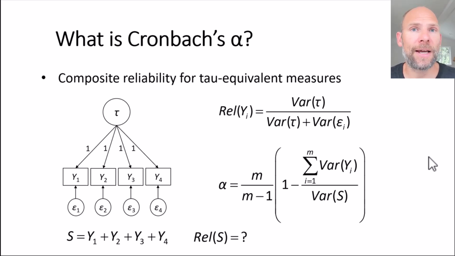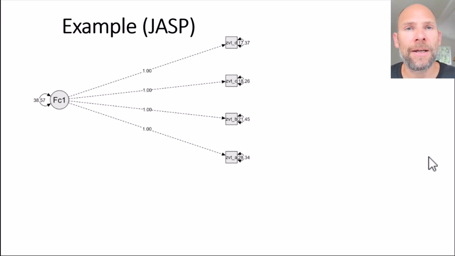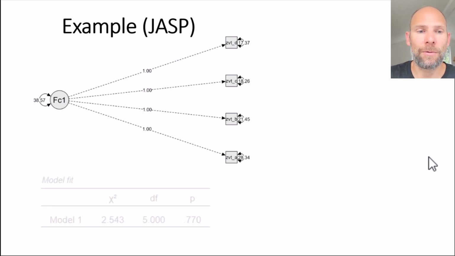So let's take a look at an example before we address the question of whether alpha measures unidimensionality. So here's an example that I calculated using the JASP software, which is a very nice point and click program for confirmatory factor analysis and reliability analysis. And so I fit a single factor model with equal loadings to 4 subscales of a numerical processing speed test, and the model was not rejected.